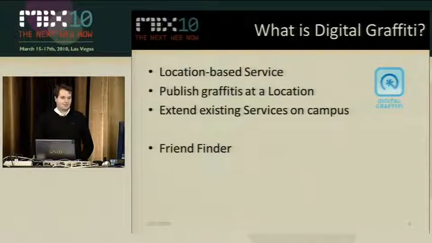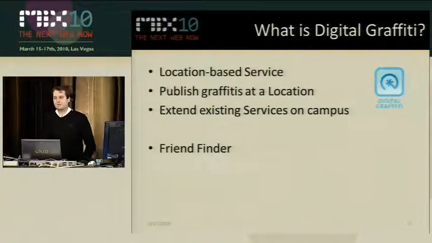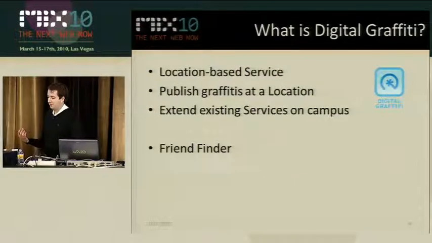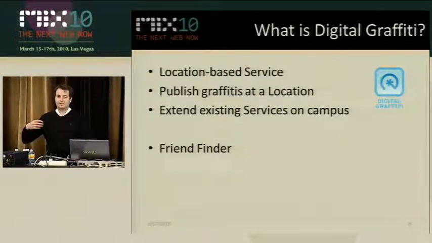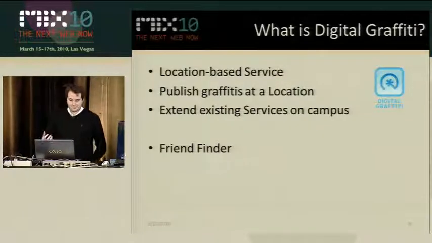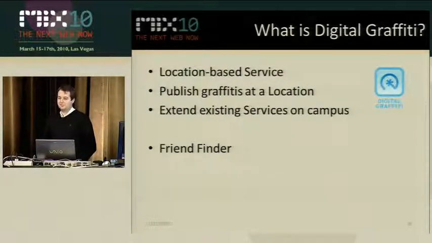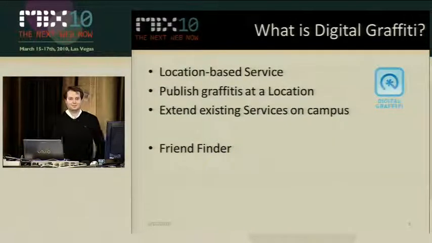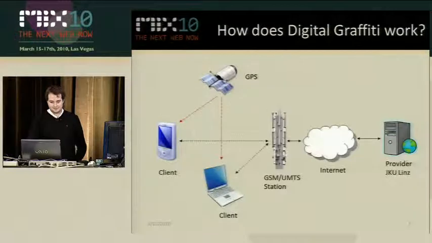And then we have something called the Friend Finder. A Friend Finder is something like you have on Facebook, that you can just connect to your friends and see where they're at, which enables you to find your friends easier. You can compare it probably to Foursquare, who have already heard about that.